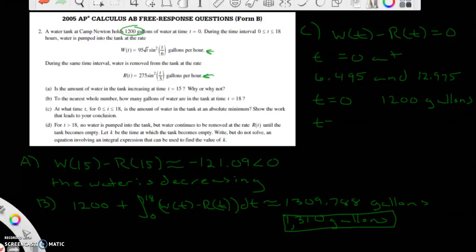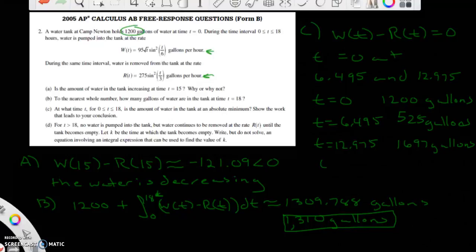At t equals 6.495, you're going to have to integrate, and you're going to have to do the same thing that you did over here, but use a 6.4945, and you're going to get 525 gallons. And now you're going to have to do the same thing for the 12.975, which is the max, or at least according to the graph. When I did it, I saw that the slope was positive. And I got 1,697 gallons.